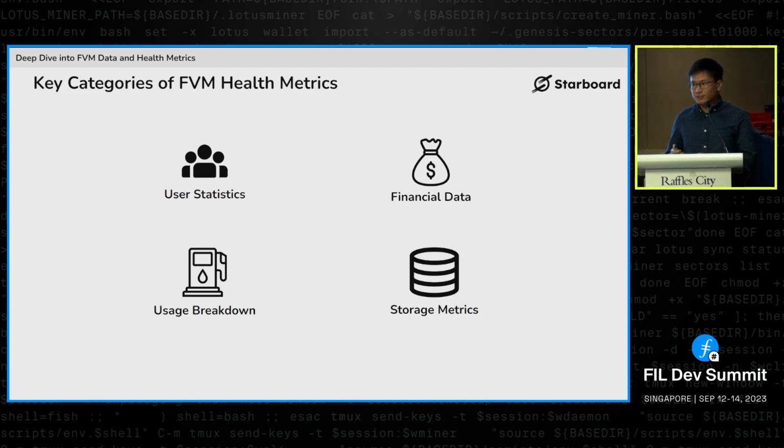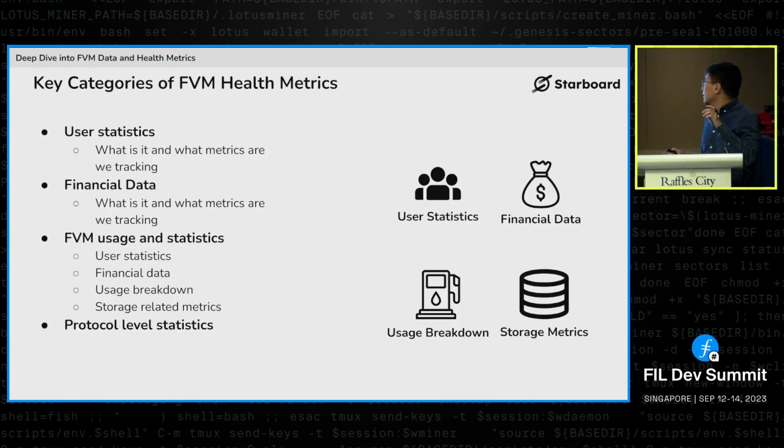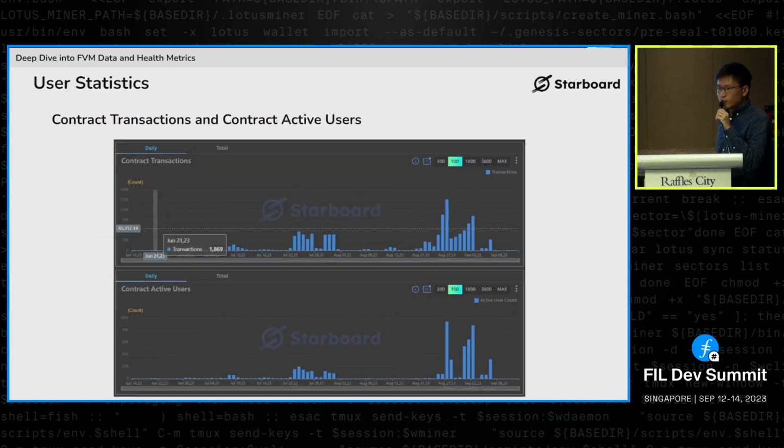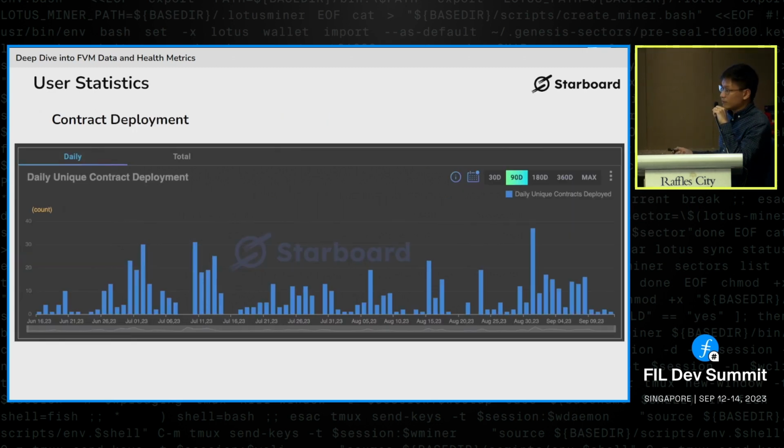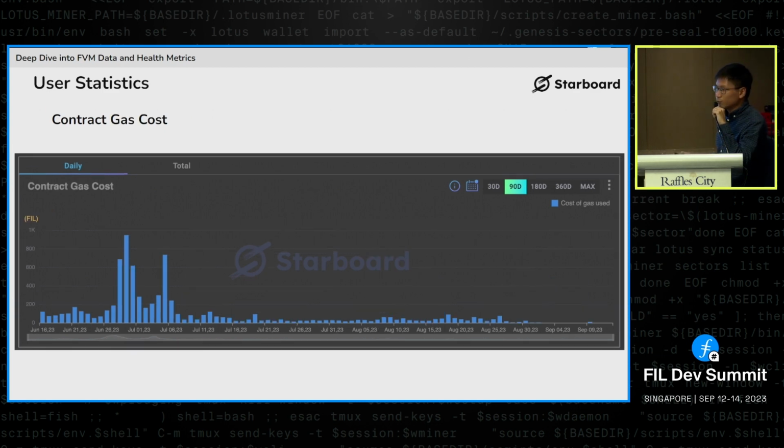So I think Sylvan has already covered most of the metrics, and why we want to track these metrics on the FVM. The main categories for these metrics are things like users, financial data, usage breakdown, and storage metrics. At the moment, we are tracking users, who the main contract users are, which contracts, what the transactions are, and also things related to gas cost and gas usage. So if you go to our FVM Explorer, you'll see charts like these where we track the transactions, users, unique contracts that are deployed, and also the cost of gas. But these are relatively surface level analysis, right?